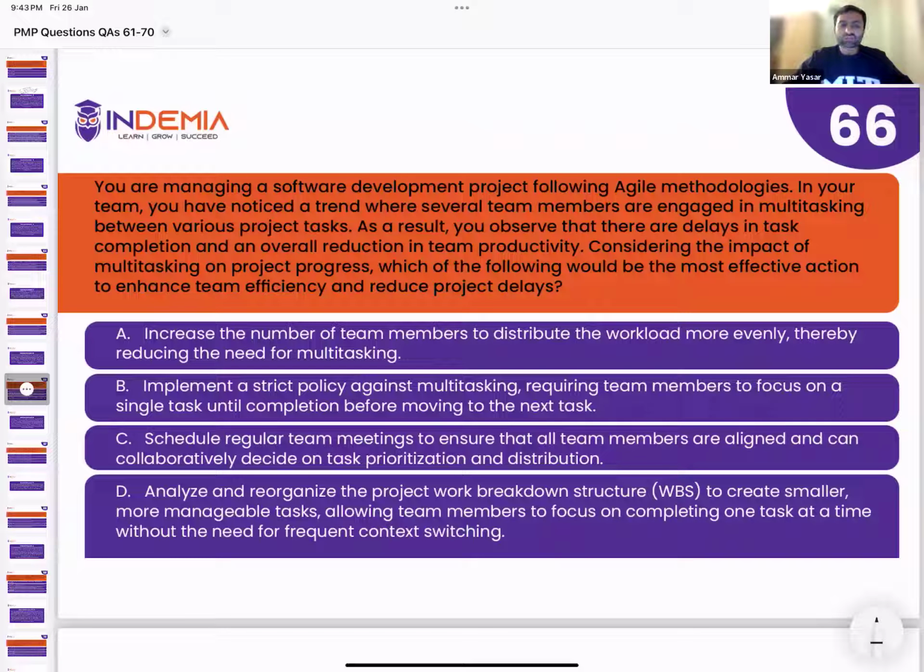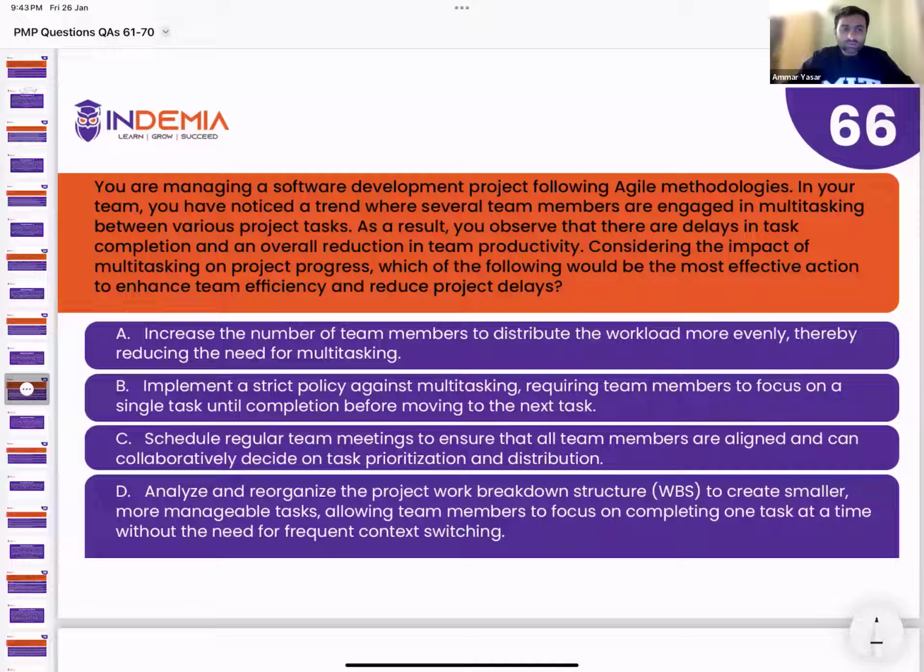The very first thing that you need to do is analyze the problem, find the root cause, like what's wrong with the situation, why they are doing multitasking, what's the reason. So don't assume based on a specific situation, analyze, do the root cause analysis, or find the root cause of the problem, and then go for the solution. So from that perspective, option A is incorrect. We cannot do that without analyzing the situation, like what's wrong with that.